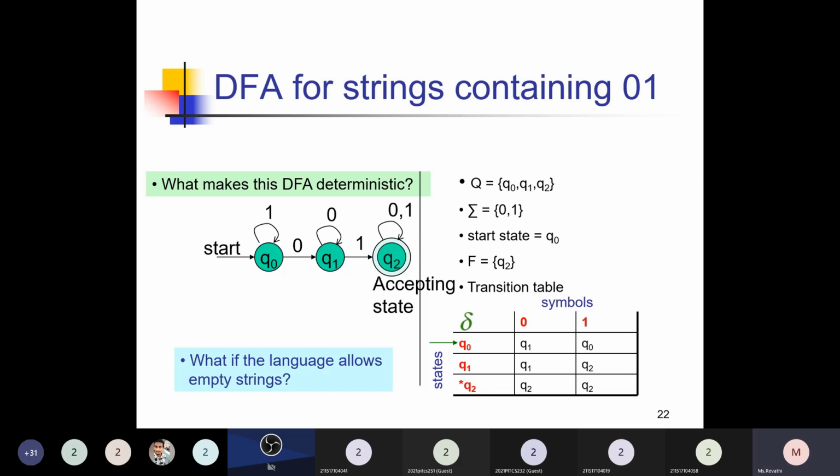What makes this DFA deterministic? Deterministic means, see the entries of the table. Each cell contains only one state as the output, right? If it is more than one, what does that mean? We have more than one path for a specific input symbol from the current state to the next state. Okay. If it is a single entry, it is deterministic. If there is more than one state in a single cell, it is non-deterministic.